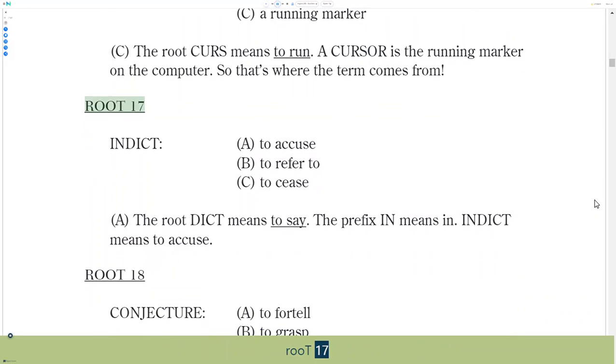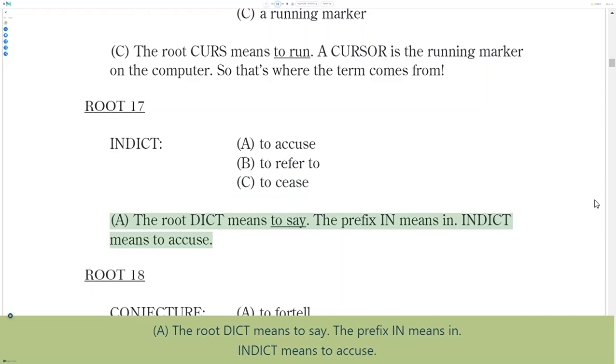Root 17. Indict. A. To accuse. B. To refer to. C. To cease. A. The root dict means to say. The prefix in means in. Indict means to accuse.